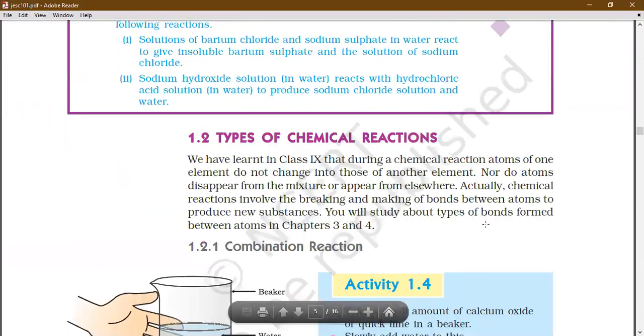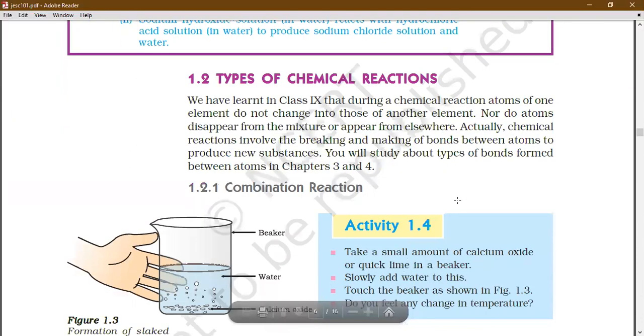Types of chemical reactions. We learned in class 9 that during a chemical reaction, atoms of one element do not change into those of another element, nor do atoms disappear from the mixture or appear from elsewhere. Actually, chemical reactions involve the breaking and making of bonds between atoms to produce new substances. You will study about types of bonds formed between atoms in chapter 3 and 4.